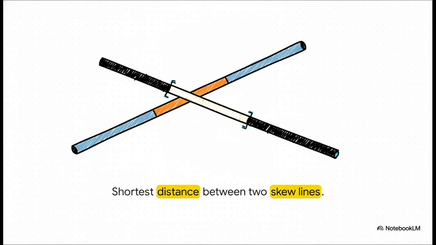Because these lines never intersect, there's a literal gap floating between them in space. And the mathematical reality here is that the shortest distance across that gap is exactly one specific, unique line segment that happens to be perfectly perpendicular to both of the skew lines at the exact same time. Think of it like a perfectly straight, minimal bridge spanning between two unaligned highways floating in midair.